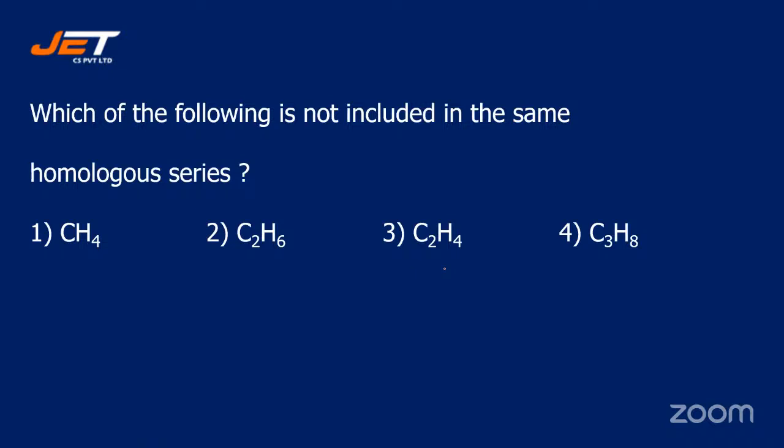Next question. Which of the following is not included in the same homologous series? Your options are number 1, CH4, option number 2, C2H6, option number 3, C2H4, or option number 4, C3H8? Quickly drop your answers in the chat box, students. Hurry up. You all are doing great. I'm expecting correct responses from everyone, students. Hurry up.